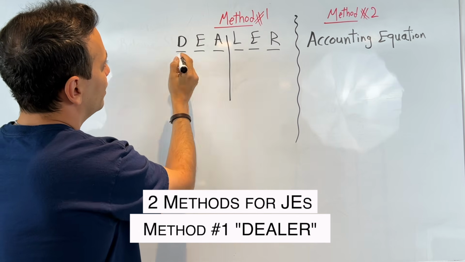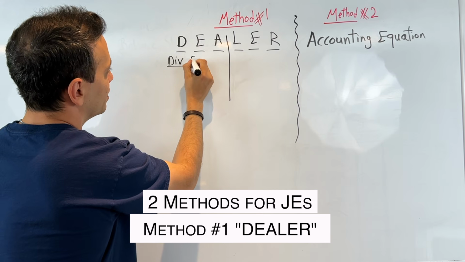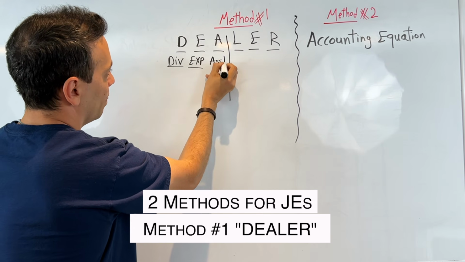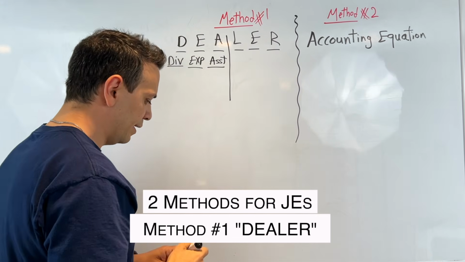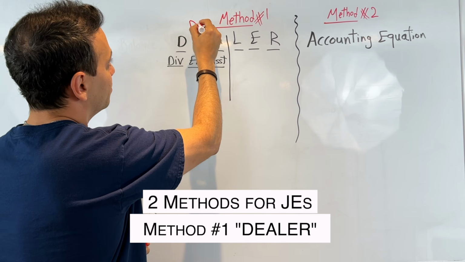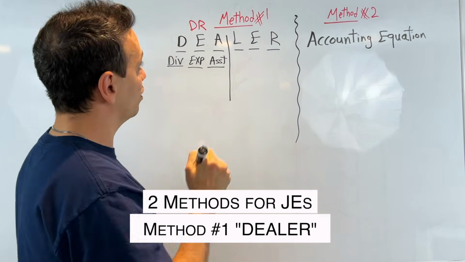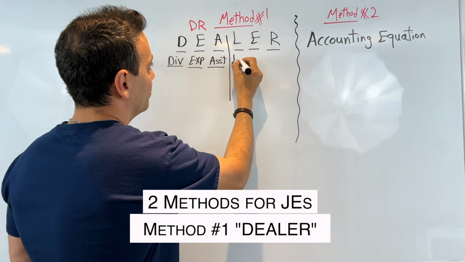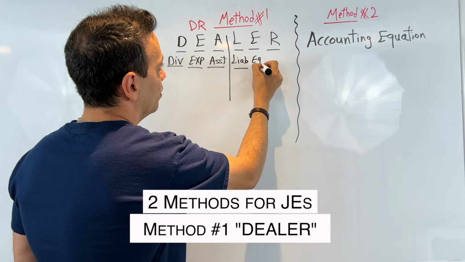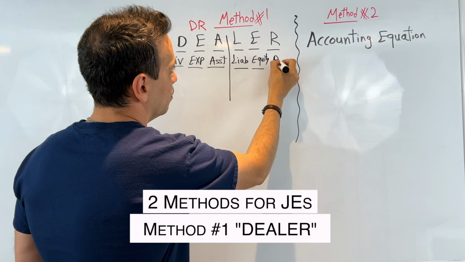So with DEALER, the D is for dividend, the E is for expense, and the A is for asset. And what we're saying here is that these three types of accounts have a debit nature. And on the other side of the word DEALER, we have L. L stands for liability. E stands for equity. And the R stands for revenue.